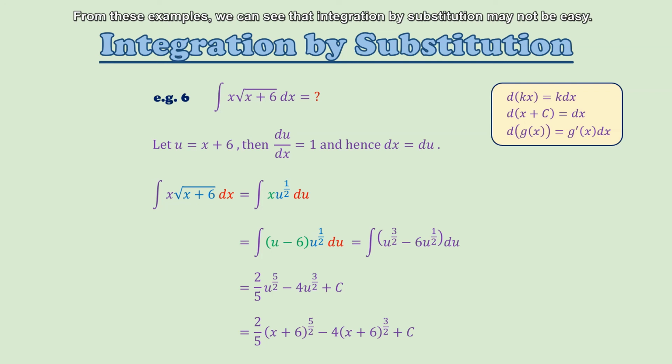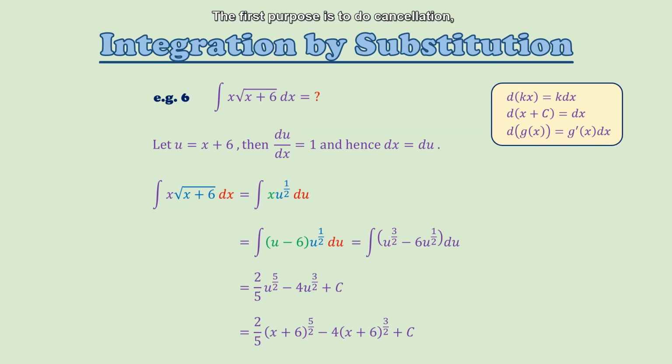From these examples, we can see that integration by substitution may not be easy. Sometimes it may require some experience to figure out a workable substitution. For the same integration problem, there can be more than one workable substitution. Generally speaking, there are two major purposes of doing substitution in integration. The first purpose is to do cancellation, and the second purpose is to do expansion.